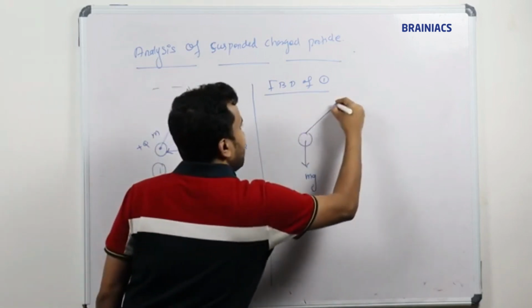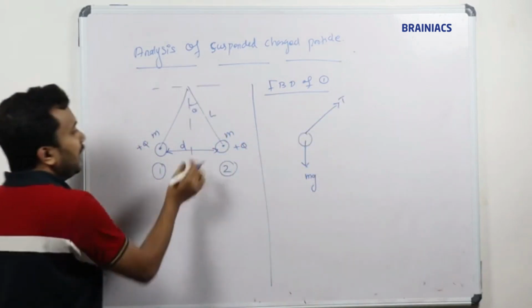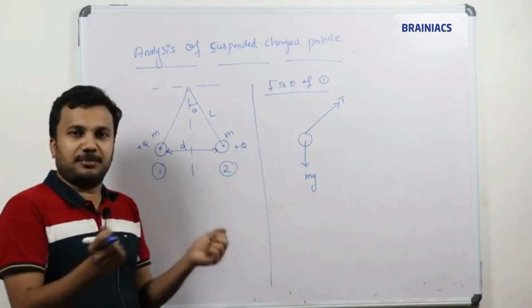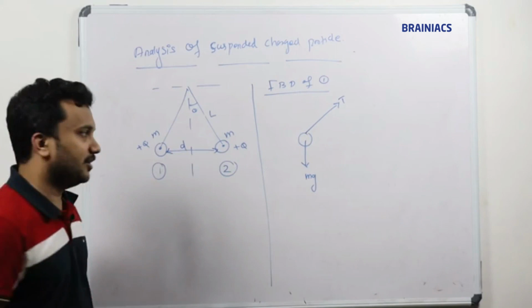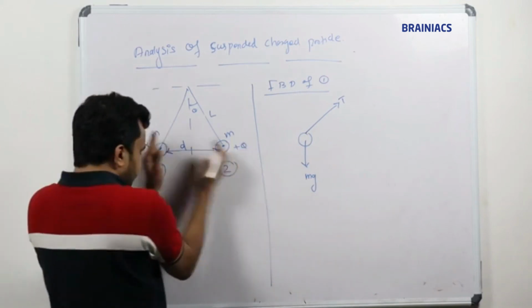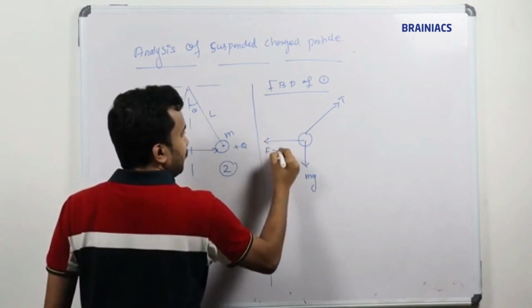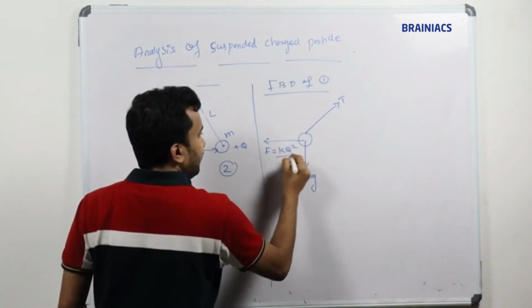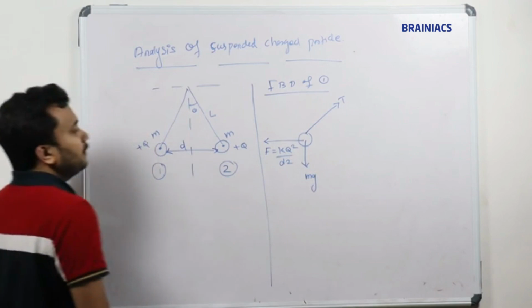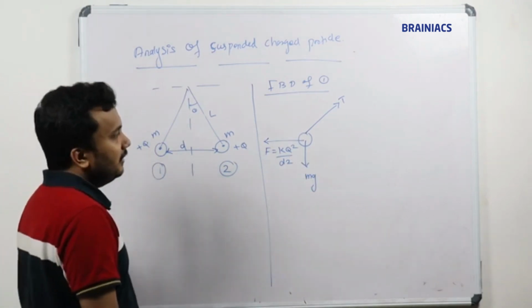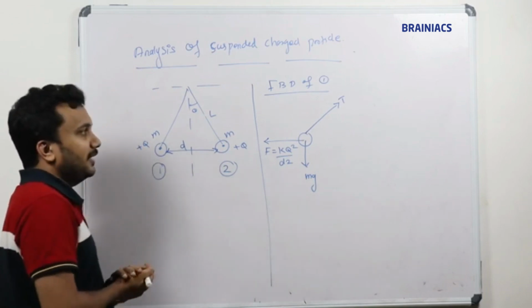Tension is always away from the body like this. Due to the two charged particles, there is an attraction or repulsion. Repulsion, because it is the same charge. So with a repulsive force, these charges will never move like this, they will move like this. So there is a force here. This force we know is K Q square divided by d square. These are the factors we have to draw with respect to this.